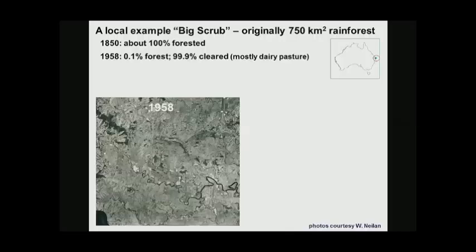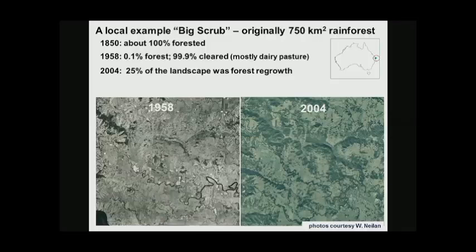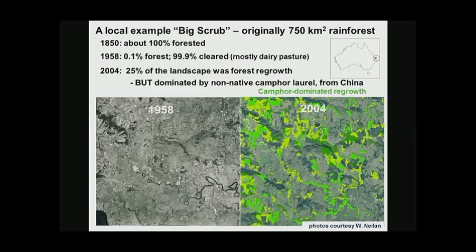By 2004, if you made the same trip, you would find that 25% of the landscape was forested. And this is actually regrowth forest due to decline in the dairy industry from the 1950s. If you look more closely, you'll find that this regrowth forest is largely dominated by a non-native species, the camphor laurel, which was imported from China and has now invaded the landscape.